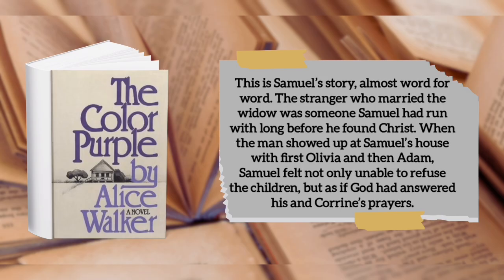This is Samuel's history, almost word for word. The stranger who married the widow was someone Samuel had run with long before he found Christ. When the man showed up at Samuel's house, with first Olivia and then Adam, Samuel felt not only unable to refuse the children, but as if God had answered his and Cain's prayers.